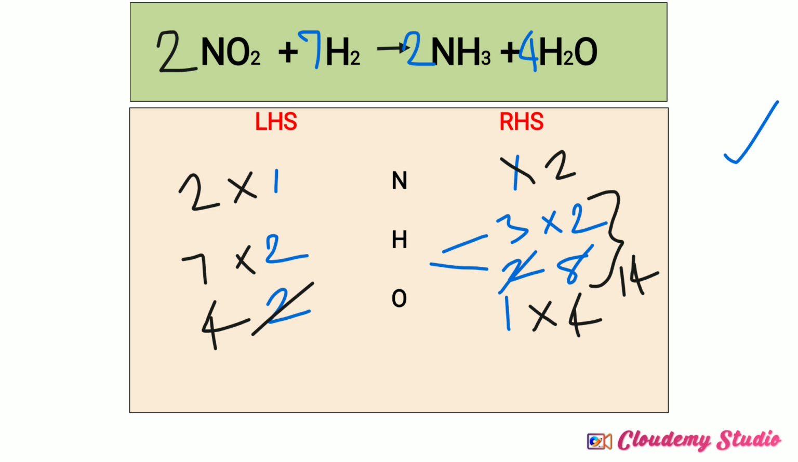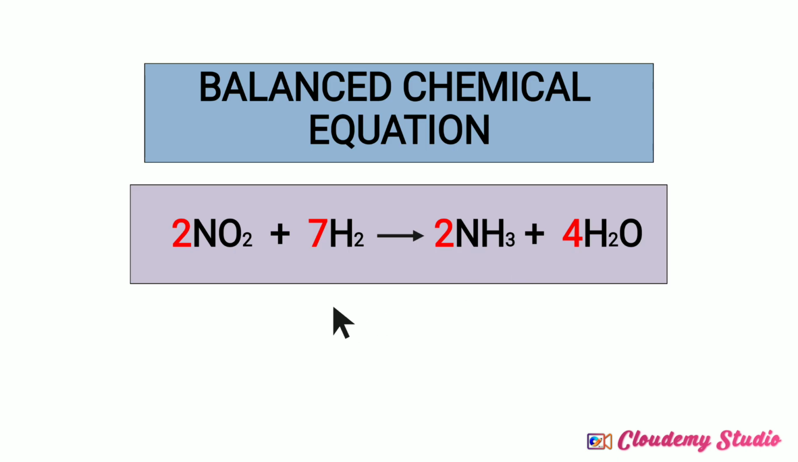The balanced chemical equation is 2 moles of nitrogen dioxide plus 7 moles of hydrogen gives 2 moles of ammonia and 4 moles of water. That is written once again here. This is a balanced chemical equation.